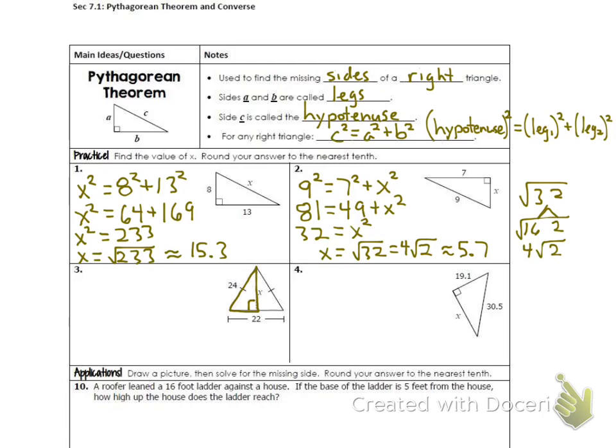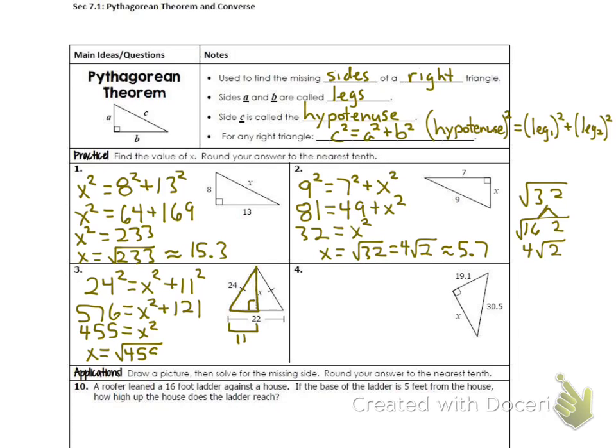In number 3, we're now looking at the height of a triangle, but really it's the right triangle here, which gives us 24 squared equals x squared plus, not 22, but 11 squared. 24 squared gives us 576 equals x squared plus 121. We then subtract 121 from 576, and we get 455. Then this gives us that x is equal to the square root of 455, which comes out to be approximately 21.3 units.